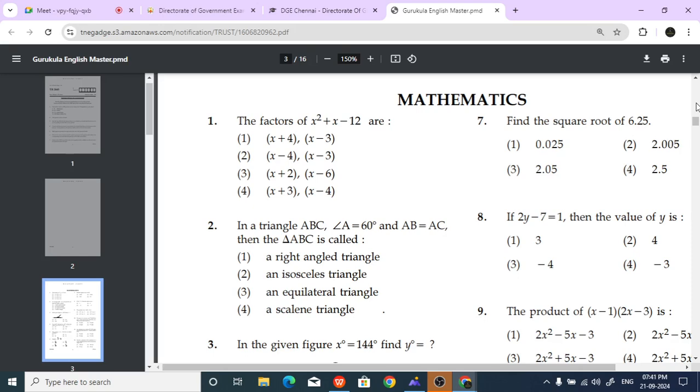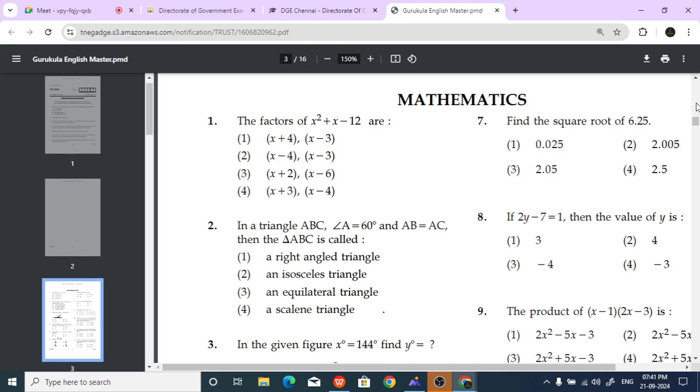Three sides and three angles are equal. Three sides are equal, angles are equal. Fantastic. Here, angle A is equal to 60, AB equal to AC. It means angle B is equal to angle C.